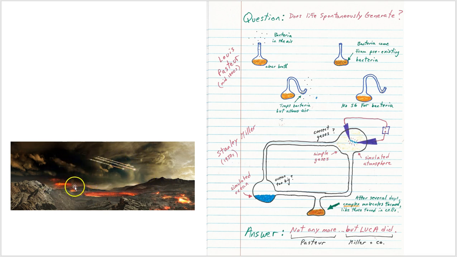Remember, this would have been a rather hostile place, but nevertheless, interesting chemistry might have been going on, and sure enough, after several days, he found that the solution he collected turned kind of brown and found all kinds of complex molecules in there, amino acids and sugars.